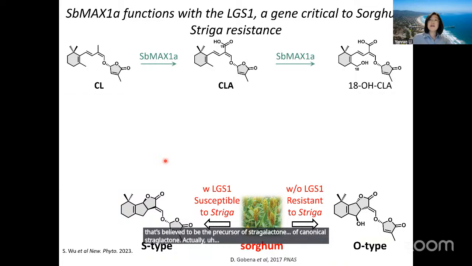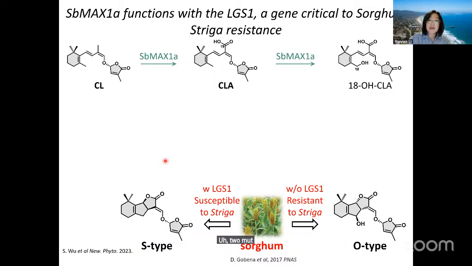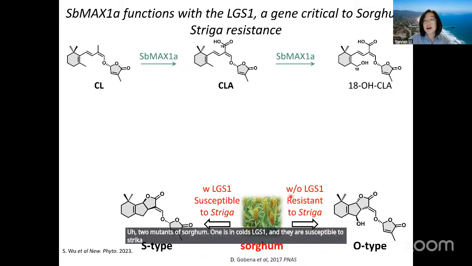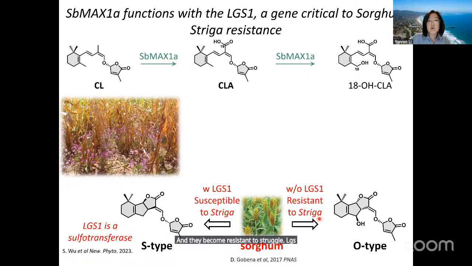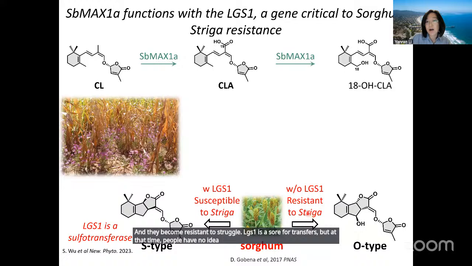And what's interesting for this discovery is that at that time there was a very nice pioneering study on sorghum, 2 mutants of sorghum. One encodes LGS1 and is susceptible to Striga, and one doesn't have LGS1, having lost this enzyme through evolution, and it becomes resistant to Striga. LGS1 is a sulfotransferase, but at that time, people had no idea what its function is and why it is the switch for sorghum to be susceptible or resistant to Striga.